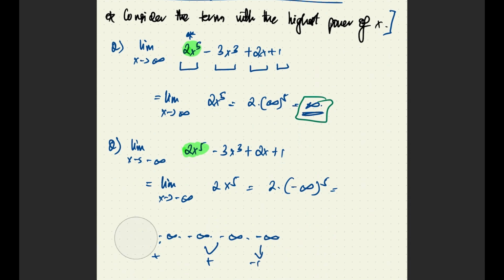Okay, so multiplying a negative number an odd number of times gives you a negative number. If you multiply a negative number an even number of times, you're going to get a positive number. So in this case, you're going to have 2 multiplied by minus infinity, which is the same thing as minus infinity. So hence, in this case as well, there is no horizontal asymptote, and this limit evaluates to negative infinity.